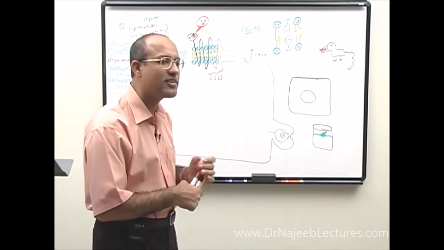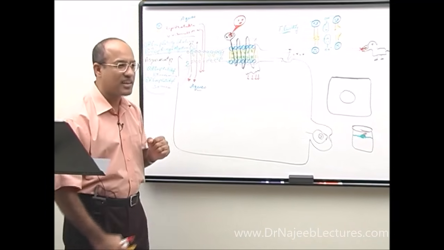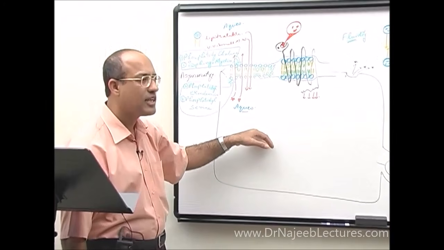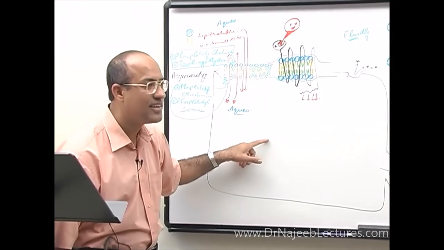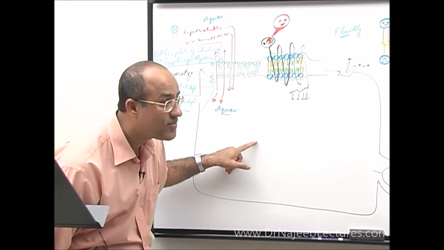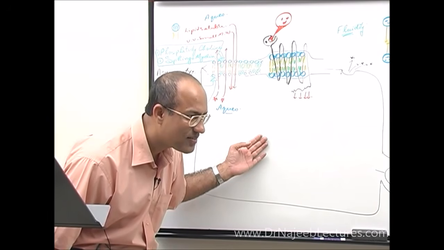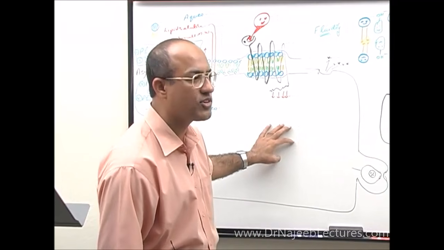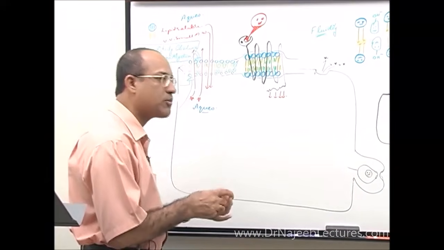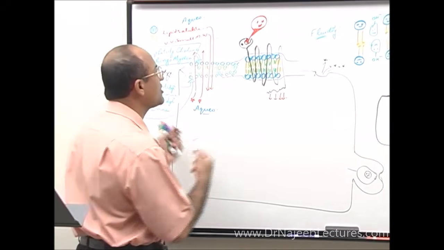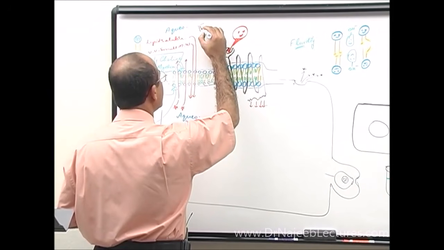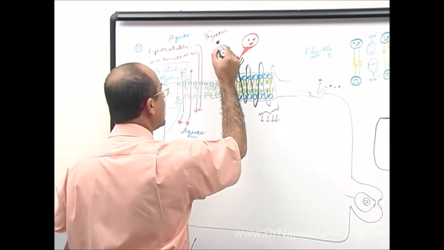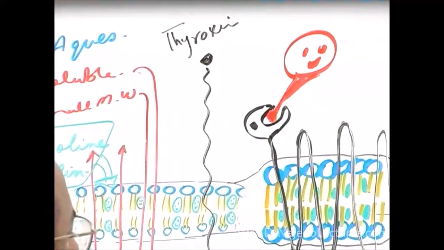Now let me tell you something interesting. Some substances are lipid soluble and they can go into the cell. If a substance can go into a cell, its receptor should be present within the cell. Let's suppose this cell is under the influence of two hormones. One hormone molecule is thyroxine. Have you heard of thyroxine? Thyroxine is a very, very small molecule and it can easily go into the cell.